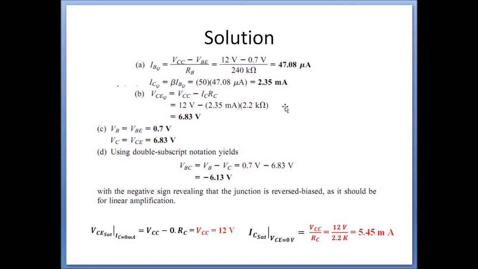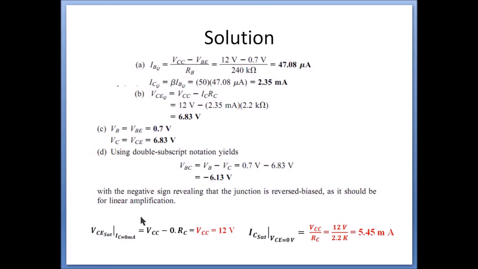Now let us find out the saturation value or maximum values of VC and IC. Now VCE can be calculated by keeping IC equal to 0 milliampere. The result is 12 volt. IC saturation can be calculated by keeping VCE equal to 0 volt, and the result is 5.45 milliampere.